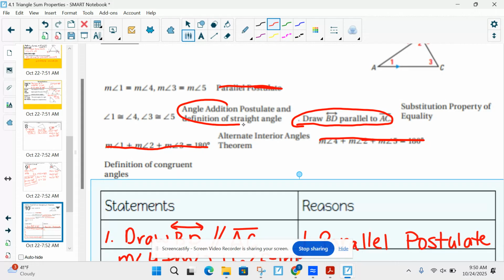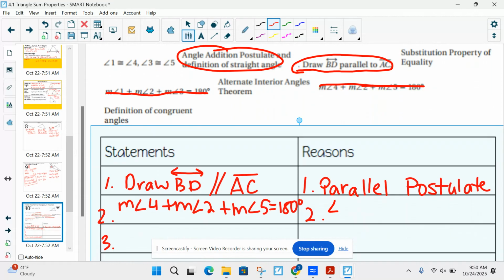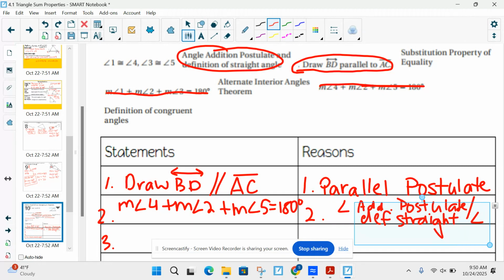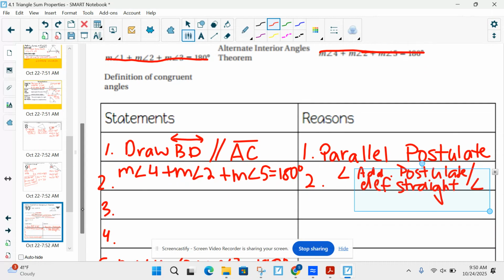Yes, it's this one. So angle addition postulate and definition of a straight angle. Just combine them together. Okay, so angle addition postulate, and definition of a straight angle is 180. I mean, it's a straight angle, right? It's like a linear pair. Yeah. It's okay.